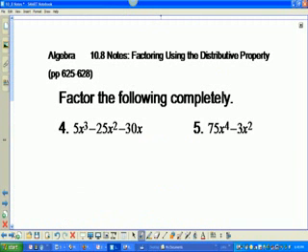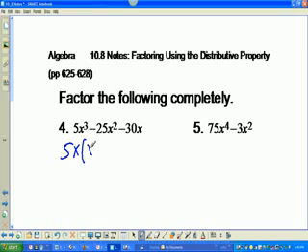Okay, now let's take a look at number 4. I want to factor these completely. First thing I look at, I try to look for a common factor. Notice what goes into 5, 25, and 30. Well, 5 does. I've got x cubed, x squared, x. X goes in everything, but nothing else bigger goes into it. Now let's factor this out. 5x times what is 5x cubed? Well, that'll be x squared.